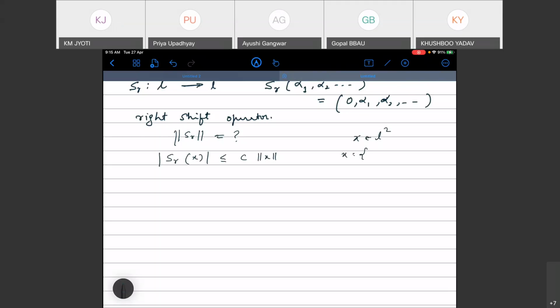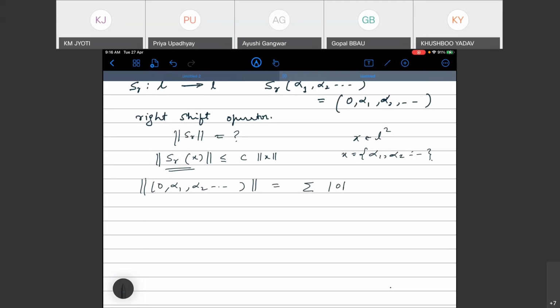So X is something like this sequence. Okay. So SRX is okay. Take the norm of this. What is its norm? L2 norm? The modulus of the summation, mod x to the power.